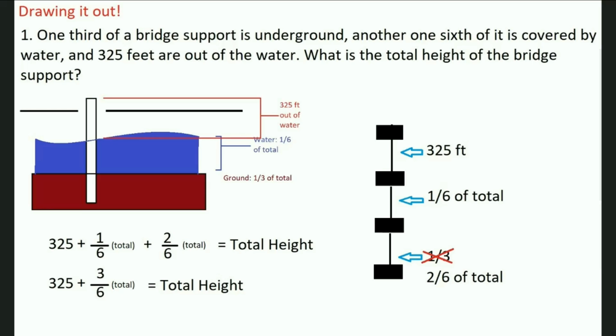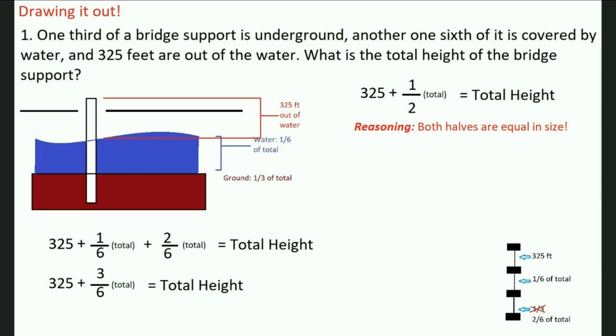All right, so now I'm going to combine my fractions. 1/6 plus 2/6 is going to give me 3/6. So 325 plus 3/6 of the total height is going to give me the total height. Okay, bear with me. 325 plus half of the total, because 3/6 is the same as 1/2, right? 325 plus half of the total is going to give me my total height. This is where we start to do some reasoning. Yes, I could turn this into an equation and work it out mathematically, but I want to show you all the reasoning side of this.